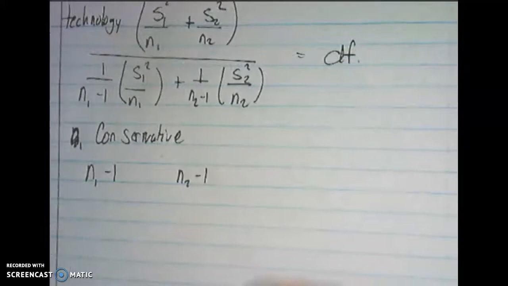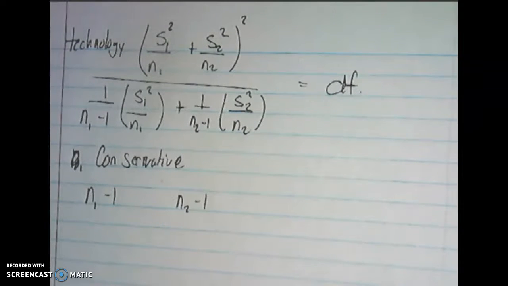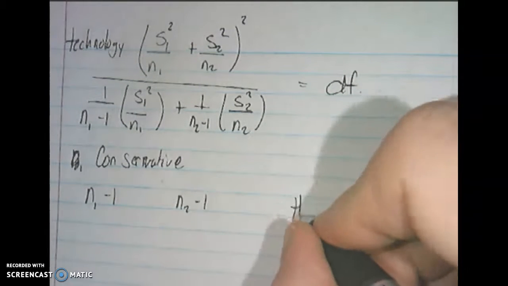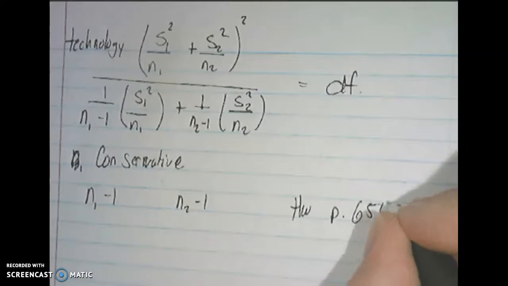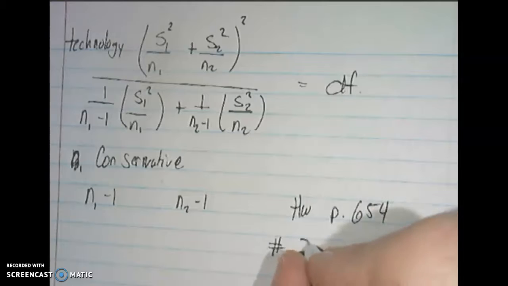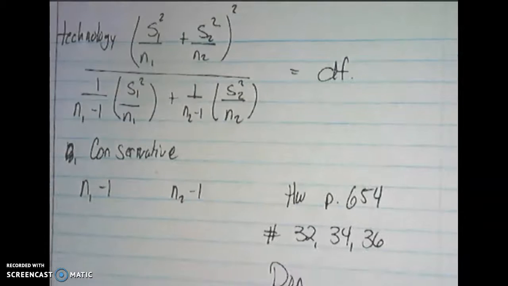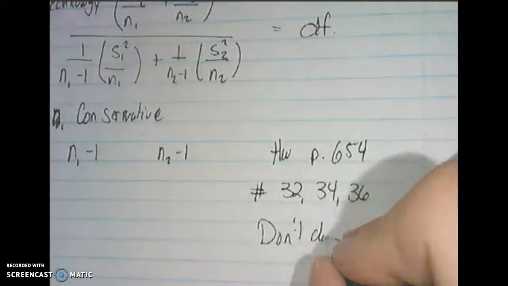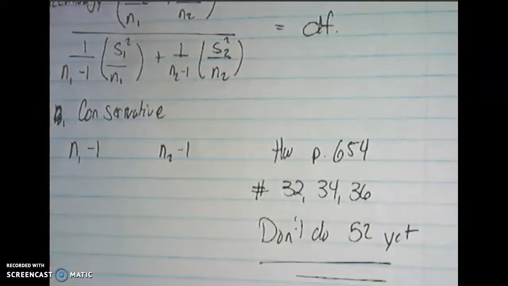We're going to cover more of this later on, but to try and get the videos a little bit more compacted, I put this together. So the homework for this video is on page 654. It's numbers 32, 34, 36. Don't do 52 yet. I don't know why I put that one up there. Okay? All right.